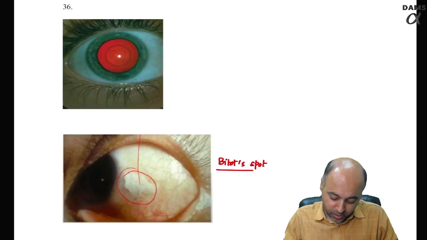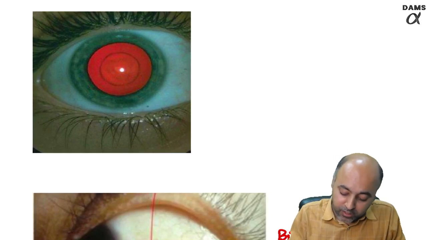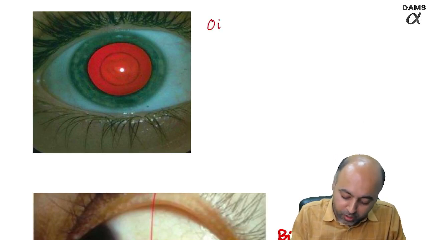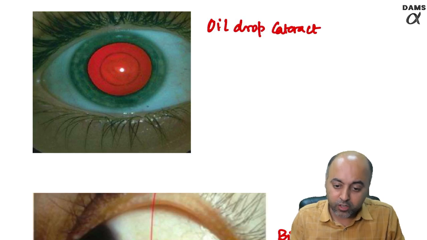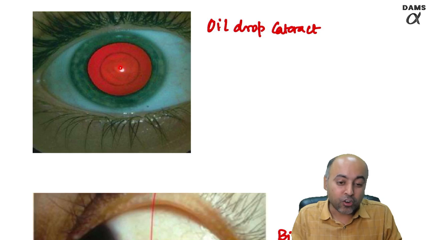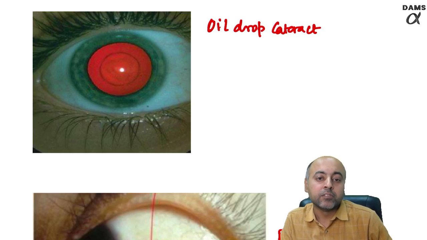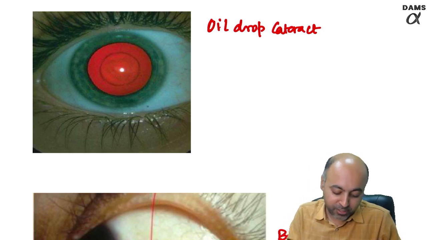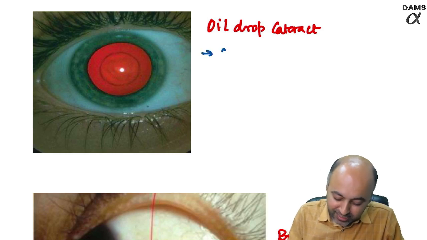So we talked about these, and the last one among the important standalone images is the oil drop cataract. As you can see very clearly, oil drop cataract. You can see here the presence of a drop like appearance in the eye. When you're looking at the eye in the lens, it is showing the drop like appearance. Wonderful. As all of you know, this is the presentation of classical galactosemia.